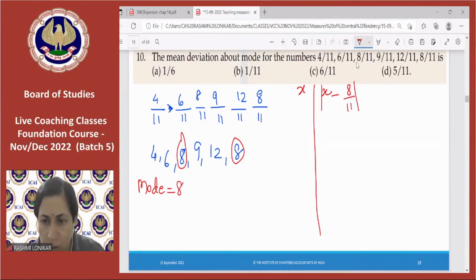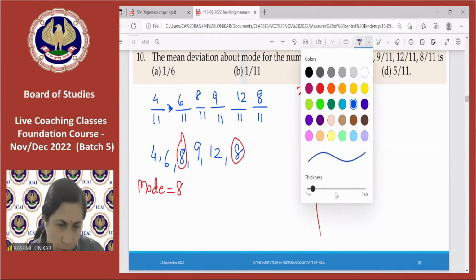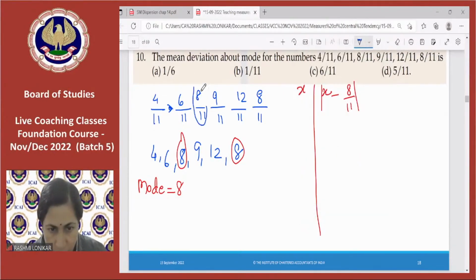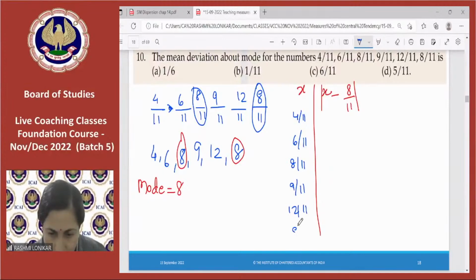Now we will take the whole number. We just wanted it to be easily understood. Or here also you could have done, even here you can see that 8 upon 11 is repeated 2 times. Now what are the numbers? 4 upon 11, 6 upon 11, 8 upon 11, 9 upon 11, 12 upon 11 and 8 upon 11.